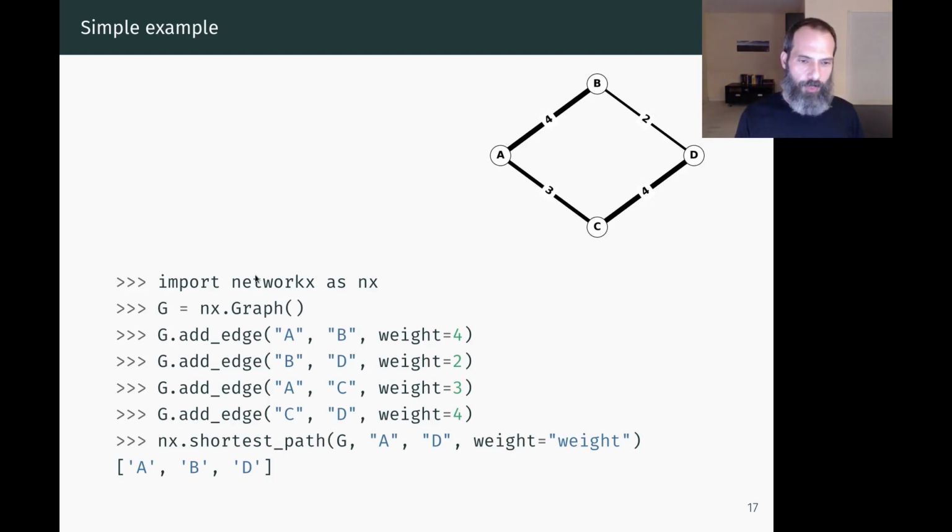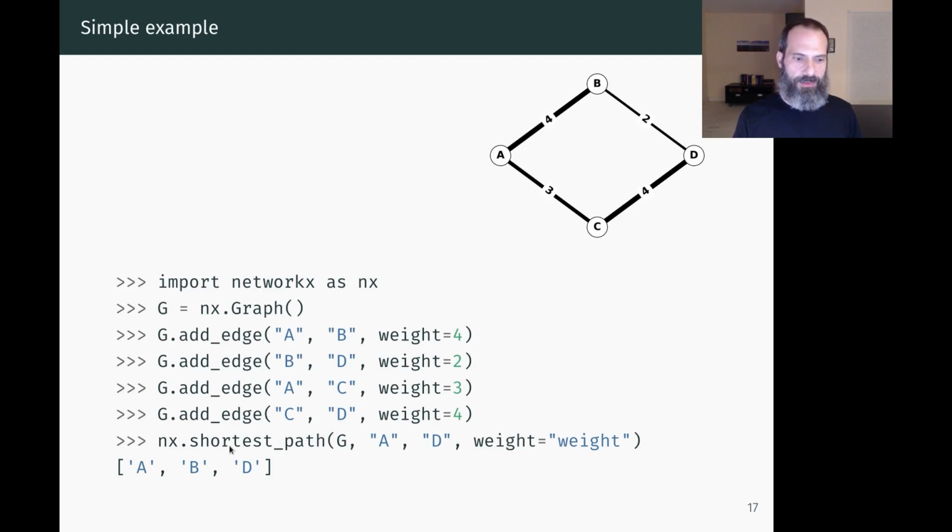So we import NetworkX as nx always, just like you import NumPy as np. So here's this graph, and we're going to just manually create it. So first you create an empty graph, and then we're going to add edges. So we add edge AB with weight 4. Then we add edge BD with weight 2, and so on.